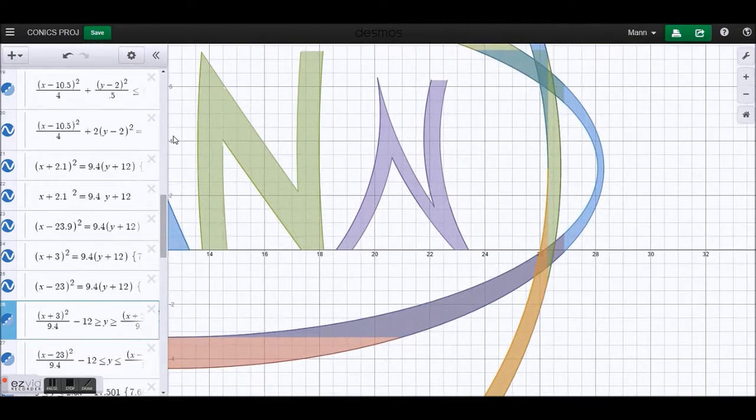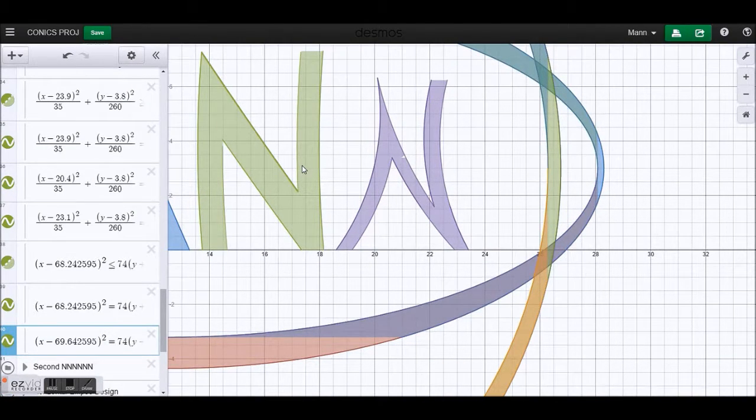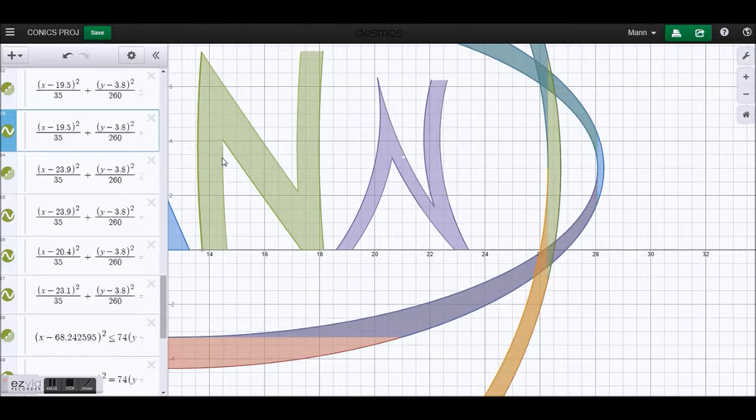The first N was created using really large ellipses and parabolas. The large ellipses were used to create the edges of the N to make it seem as if it has straight lines. And again, the restrictions were set to the points at which they intersected the slanted parts of the N, or the parabolas.